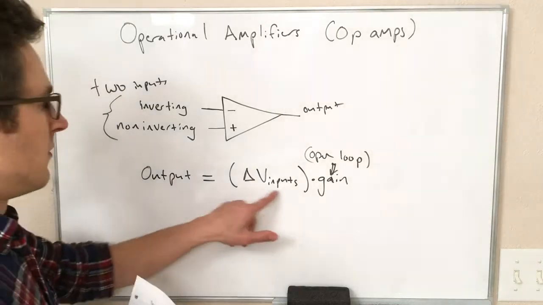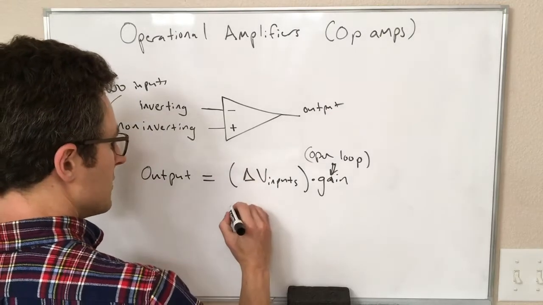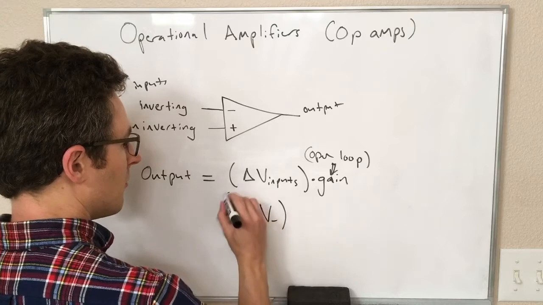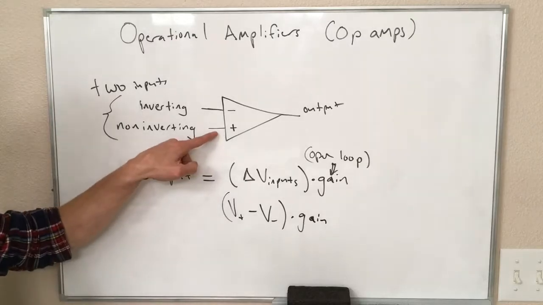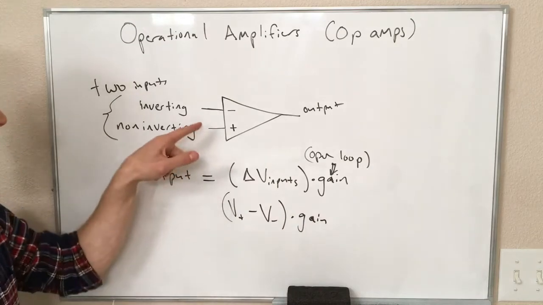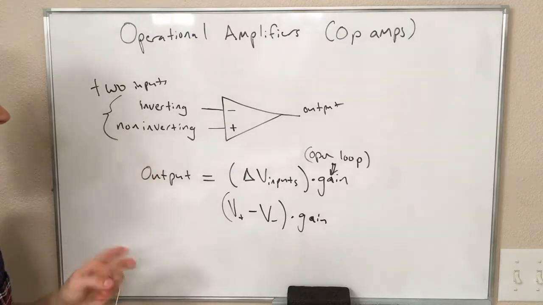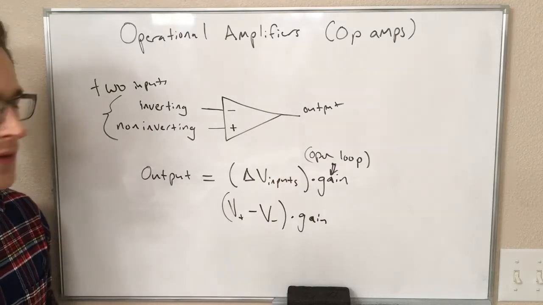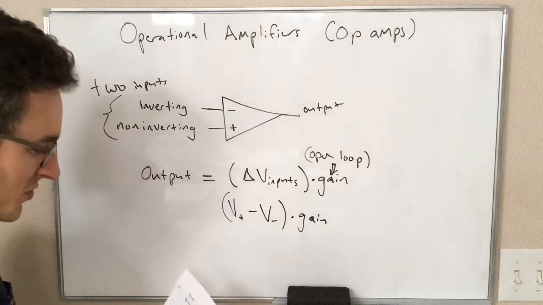So this delta V between the inputs is the non-inverting input minus the inverting input. So that is V plus minus V minus. So if the non-inverting is higher than the inverting, it will output a positive voltage. If the inverting is higher than the non-inverting, it will output a negative voltage. If they are exactly the same, for an ideal op-amp, it will output 0. This is uncommon to do in practice, and we'll see why that is.